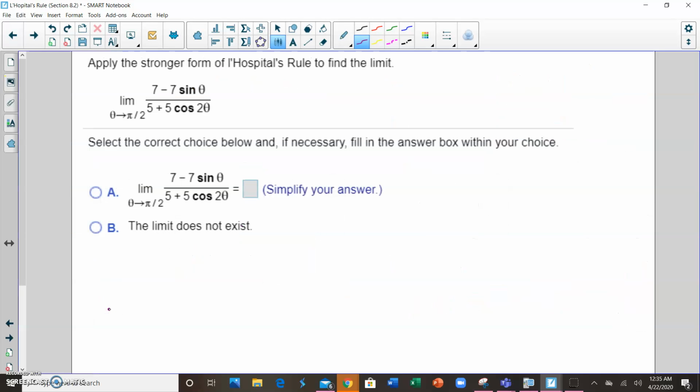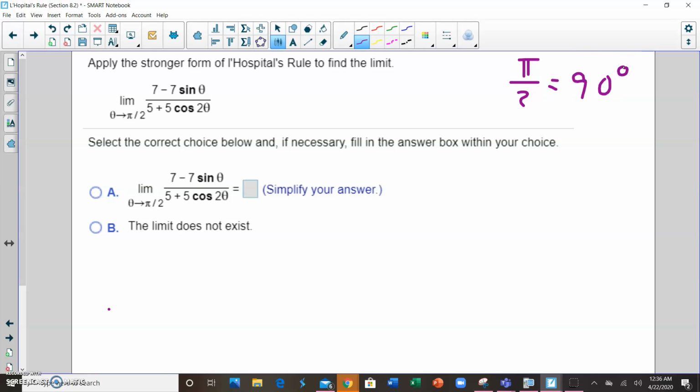The last one. Apply the stronger form of L'Hopital's rule. What in the world does that mean, the stronger? What that means is that if you get 0 divided by 0, you can use L'Hopital's rule. Then if and only if you get 0 divided by 0 again, you can use L'Hopital's rule again. If you get something other than 0 divided by 0 or an indeterminate form, you cannot continue to use L'Hopital's rule. All right, so pi over 2, if you remember, is equal to 90 degrees.